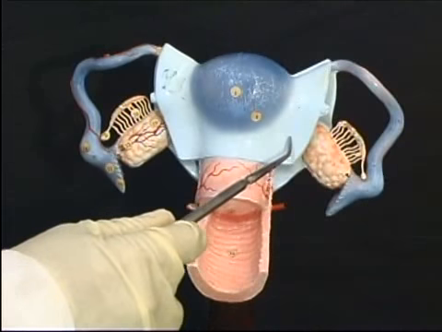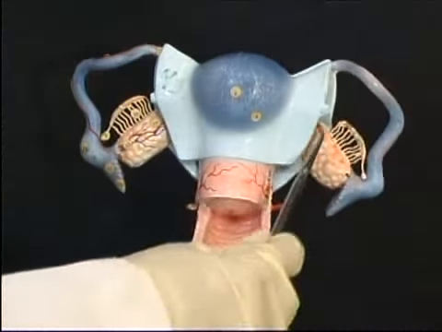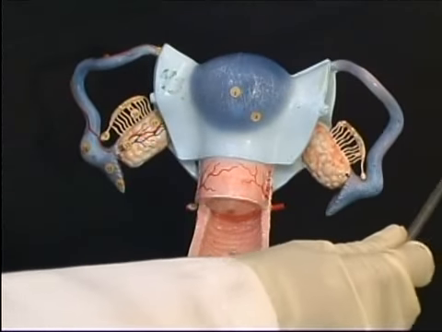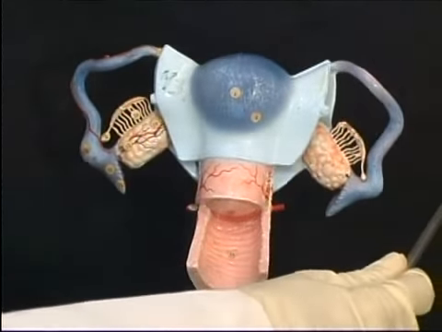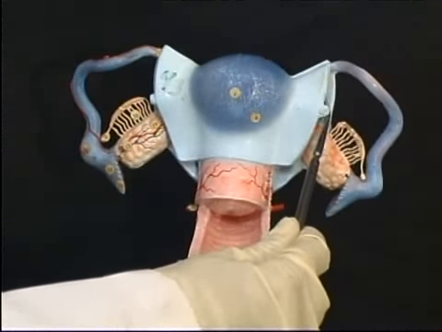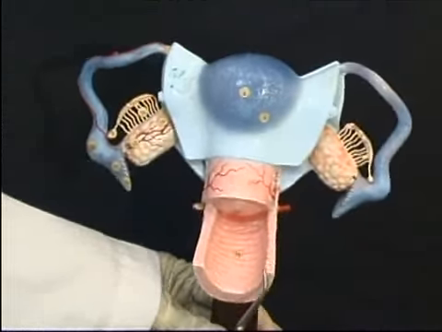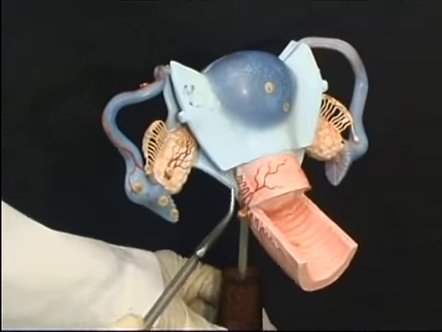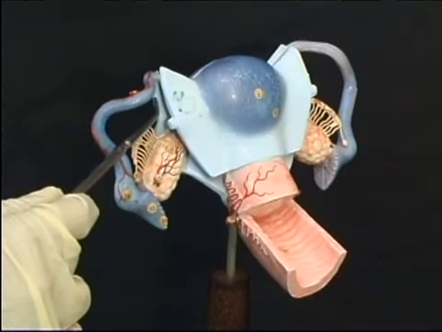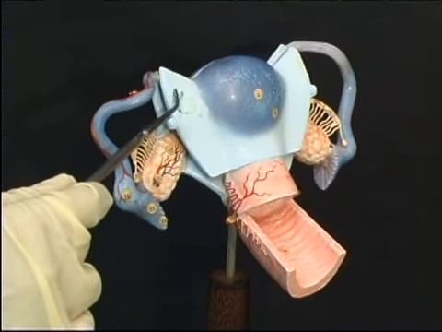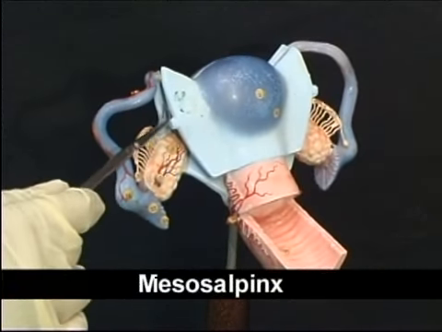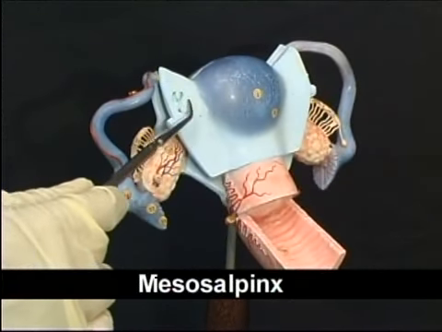The broad ligament is the two layers of the peritoneum through which the blood vessels from the lateral pelvic wall, the nerves, and the lymphatics enter these organs. They are a distinct part of the broad ligament. The area of the broad ligament which is near the fallopian tube, around this area here, is known as mesosalpinx.